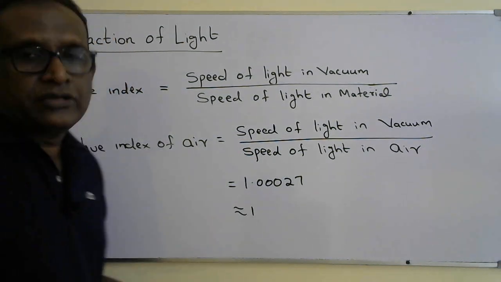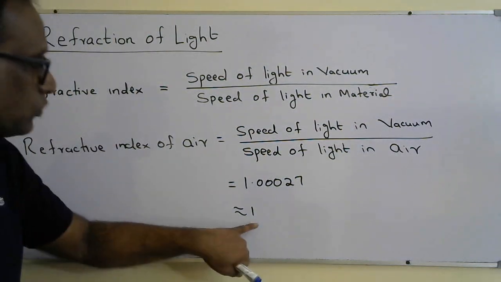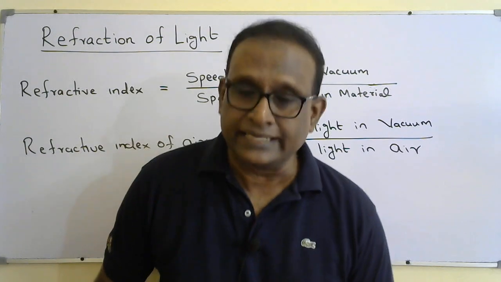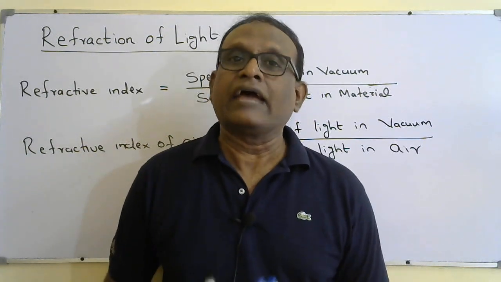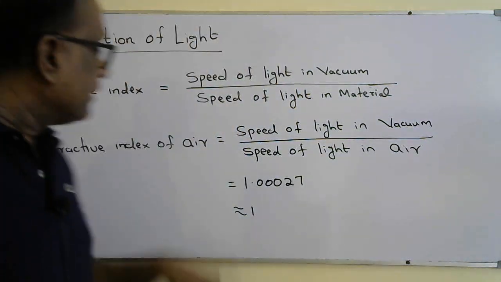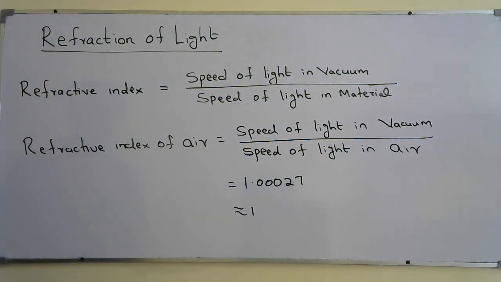So it is very close to 1. In your syllabus we take the refractive index of air equal to 1, that is the medium with the lowest refractive index. All other media have refractive index greater than 1. I already told that. We take the refractive index of air as equal to 1 in your syllabus.